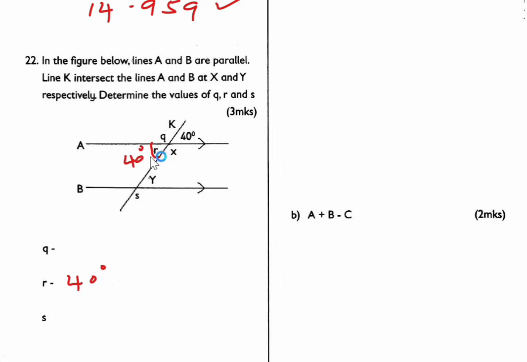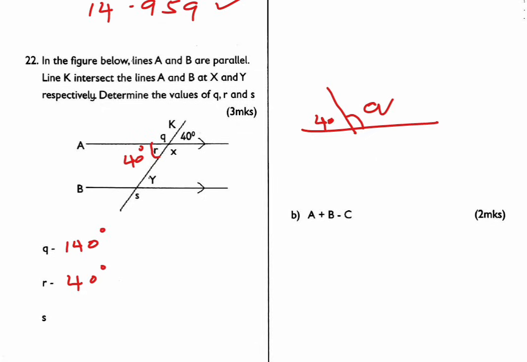What about Q? Look here, you can see this is a straight line. Then here we have angle 40, then here we have angle Q. You know that angles on a straight line add up to 180. This means 40 plus Q equals 180. Therefore, to get Q, it will be 180 minus 40, which gives Q is 140 degrees.